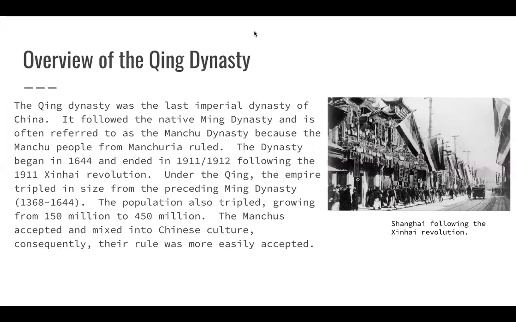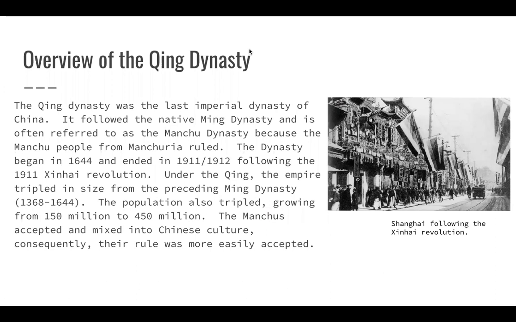So let's do a brief overview of the Qing Dynasty. This was the last imperial dynasty of China. It followed the native Ming Dynasty and is often referred to as the Manchu Dynasty because the Manchu people from Manchuria ruled. The dynasty began in 1644 and ended in 1911/1912 because there was, I think, a brief reinstallment following the 1911 Xinhai Revolution.